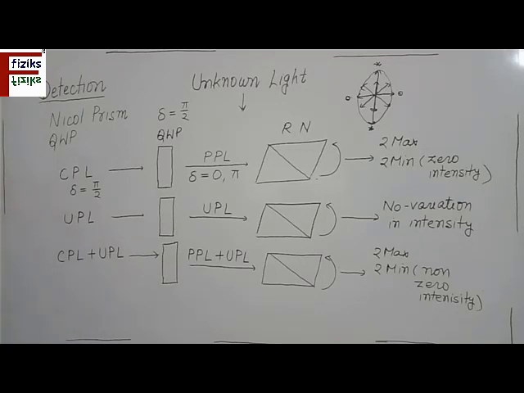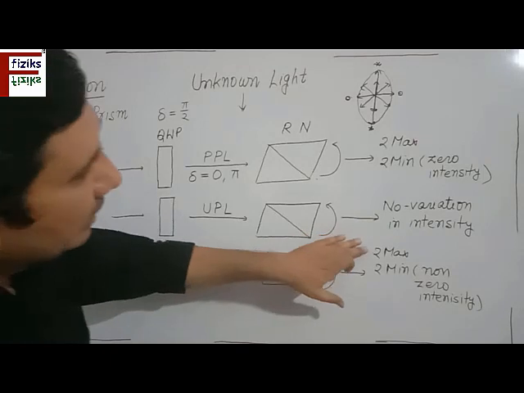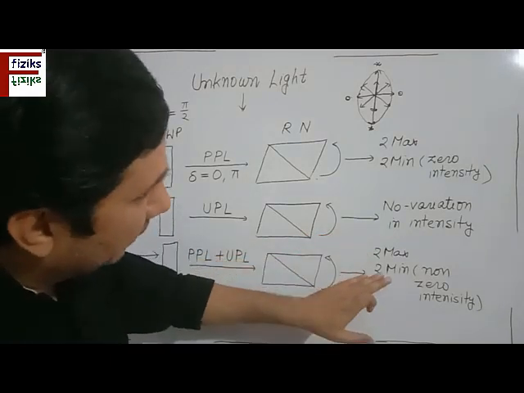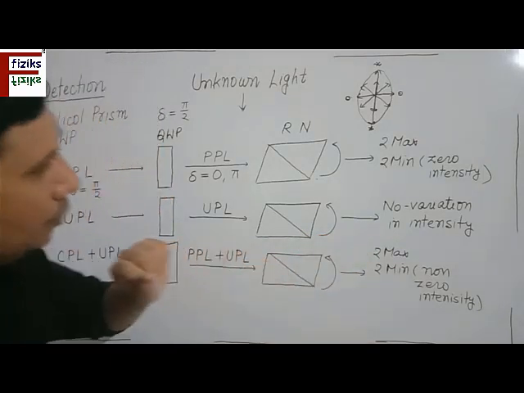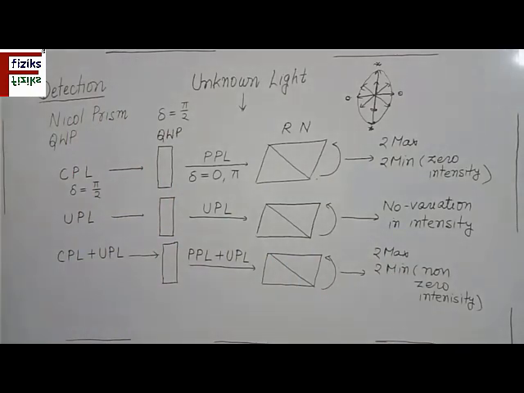But in the third case, when on the other side we get 2 maxima and 2 minima with non-zero intensity, then we will say this is a combination of circularly polarized light plus unpolarized light. So what we are doing here: first we pass the unknown light through a rotating Nicol, and if we get no variation in intensity on the other side, then we can have these three possibilities.